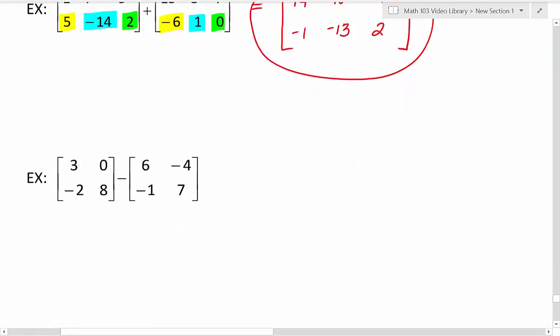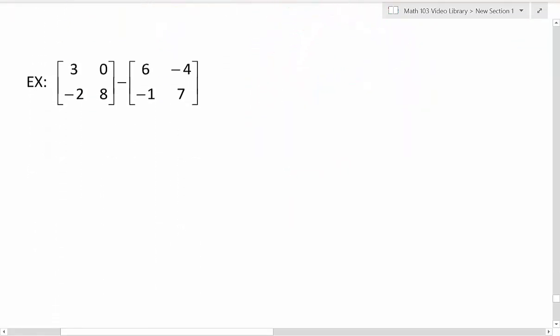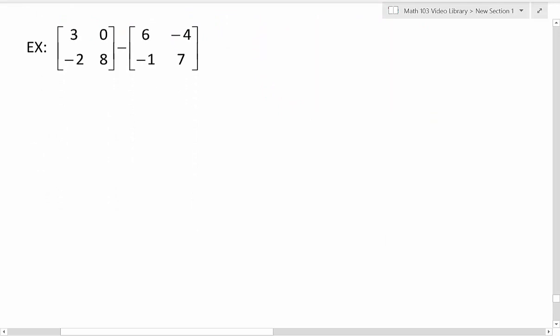Right. In the next example, we are asked to subtract. And it is true that we subtract corresponding elements. However, I think that can be hard to keep track of, especially if we're looking at the second row, first column, -2 minus a -1. Well, that's really -2 plus 1.